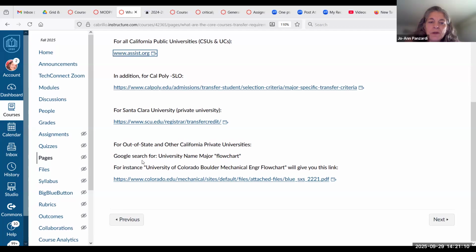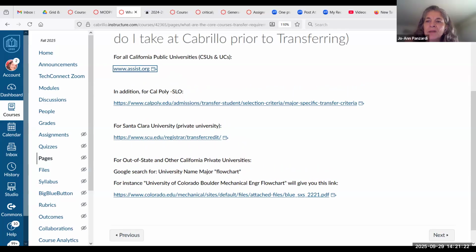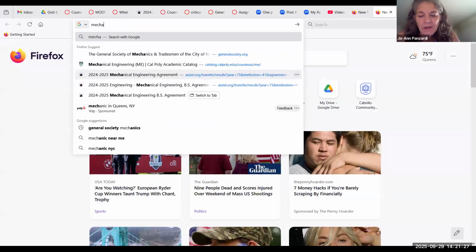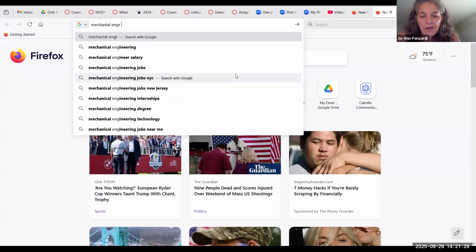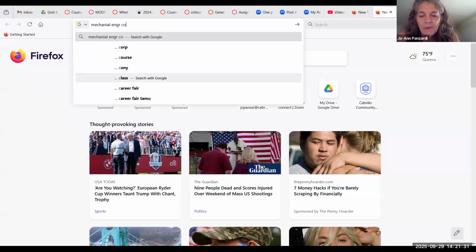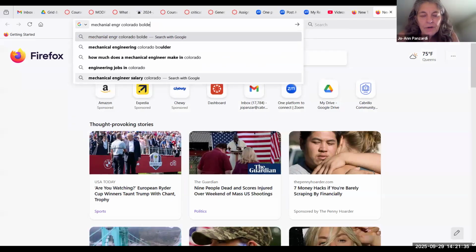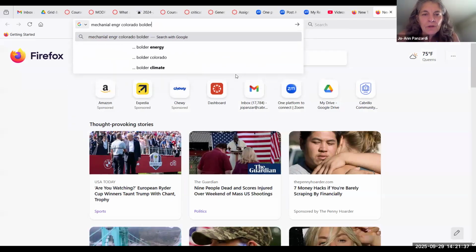But let's say you want to go out of state or to another California private school that's not close. Then you're going to need to check that university for the flow chart. So I gave you an example here, but I'm going to type it in myself. So I'm going to Google and I'm going to type in mechanical engineering. Let's say you want Colorado, University of Colorado Boulder, and you're going to write flow chart.